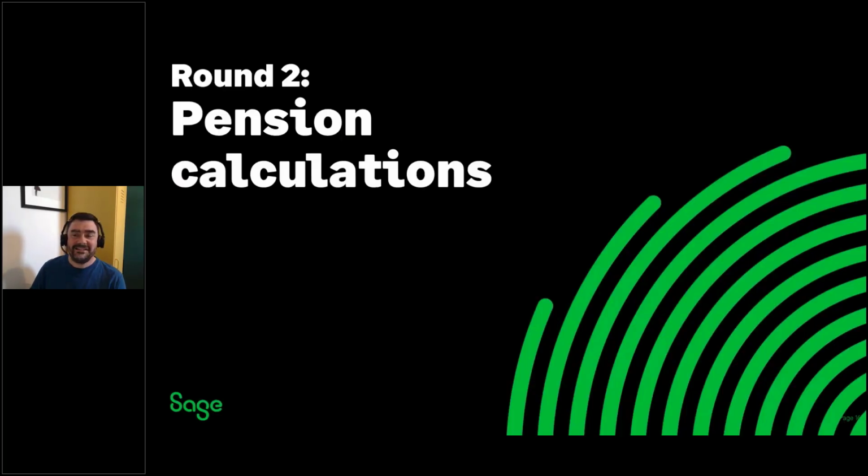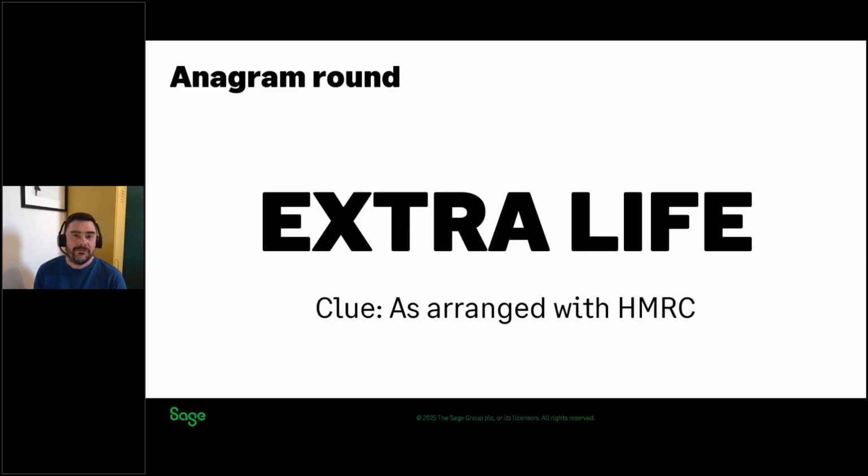And that is the last question in round number 2. So before we go through the answers, here's your anagram round for round 2. The anagram is extra life, and the clue for this one is as arranged with HMRC. So extra life, as arranged with HMRC. If you figure that one out, pop it in the Q&A and we'll let you know if you got that at the end of the results.